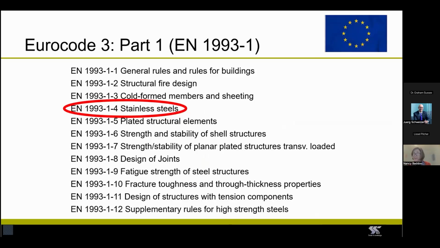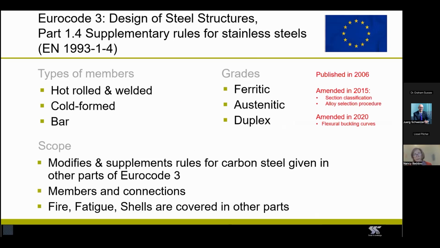And I also should mention that there is a Eurocode for structural stainless steel, Eurocode 3 part 1.4, which has a broad scope. It covers hot rolled, welded, cold formed, and bar. It underwent a significant amendment in 2015. There's been another amendment in 2020. It's a short standard because it's supplementary. It modifies and supplements the rules for carbon steel. So if the carbon steel rules apply, then that's fine, nothing's given. It's only where you need special stainless rules, you'll find them in this part of the Eurocode.